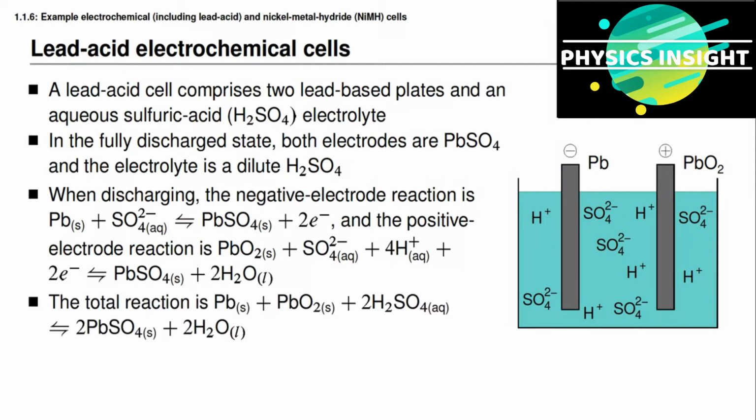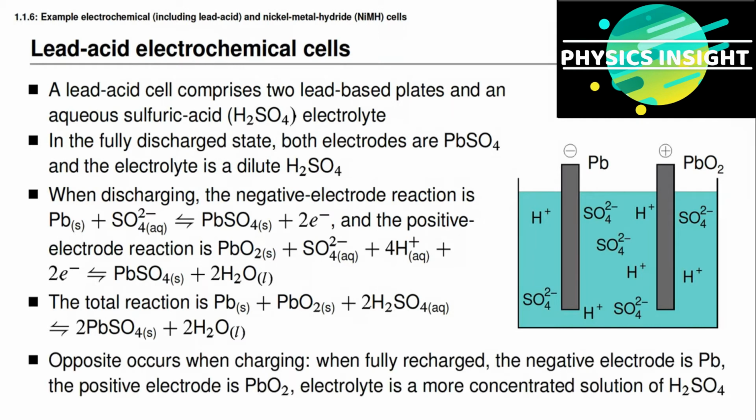When we combine the two half reactions, the total reaction is lead plus lead oxide plus sulfuric acid becomes lead sulfate plus water in liquid form. And the opposite reaction occurs when charging a lead-acid battery cell. When fully recharged, the negative electrode is solid lead and the positive electrode is solid lead oxide, and the electrolyte is a more concentrated solution of sulfuric acid.